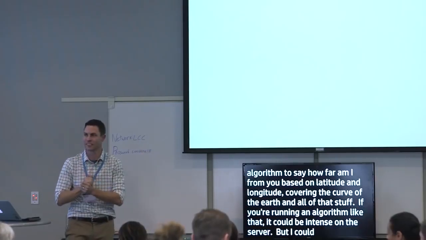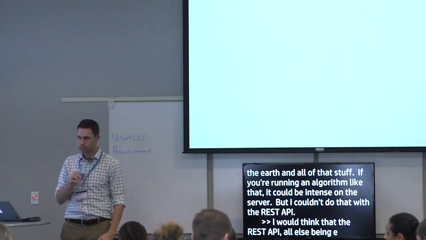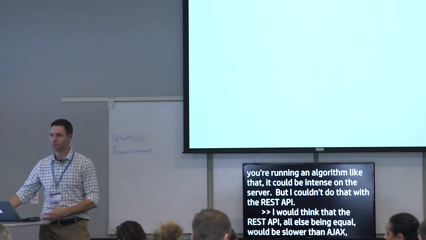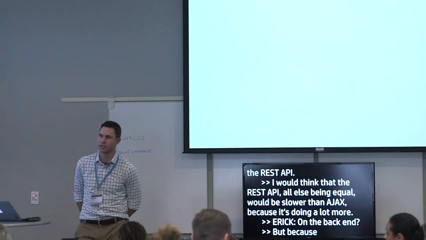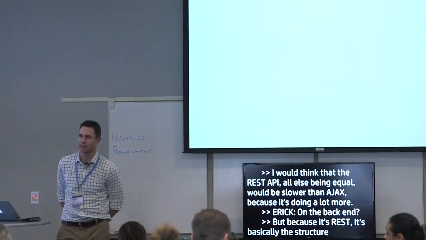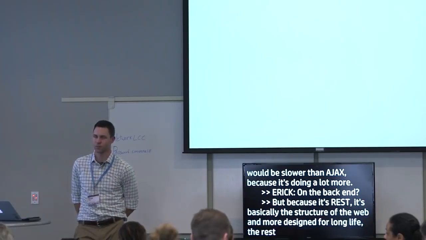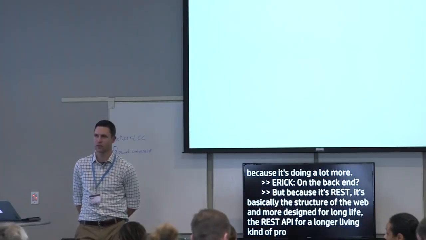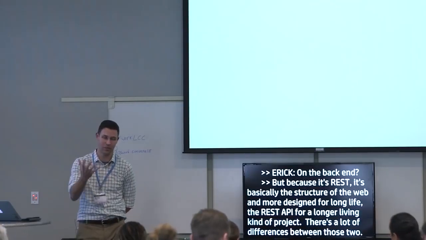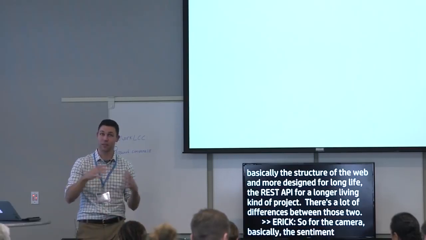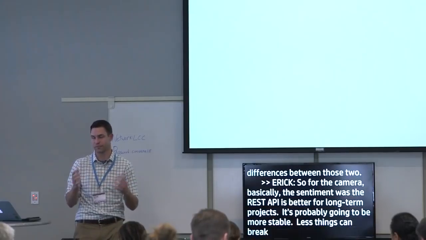Any other questions? I was just going to interject. I would think that the REST API, all else being equal, would be slower than WP Ajax because it's doing a lot more on the back end. Because it's REST, it's basically the structure of the web, and it's more designed for long living. Yeah, you use the REST API for a longer living kind of project, whereas if you're just doing something ad hoc, WP Ajax is fine. There's a lot of differences between those two. So the sentiment was that the REST API is better for long term projects because it's probably going to be more stable, right? Less things could break versus your own custom function.